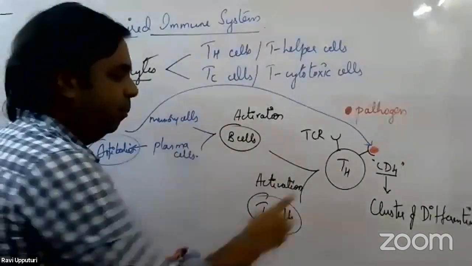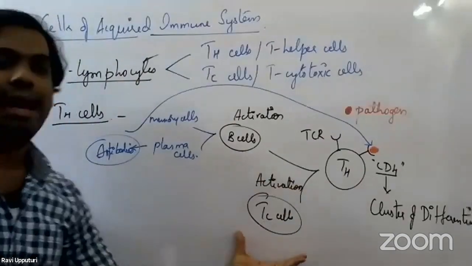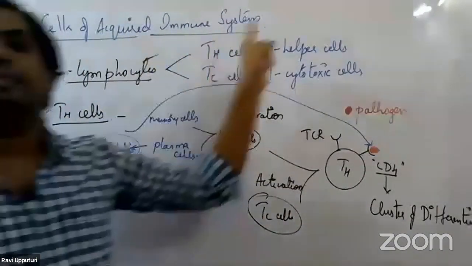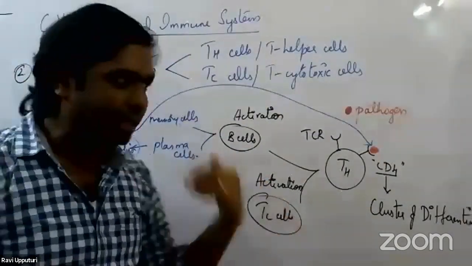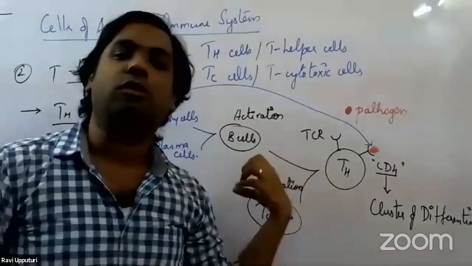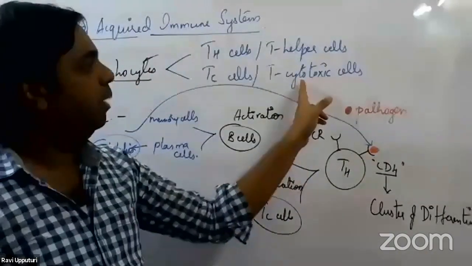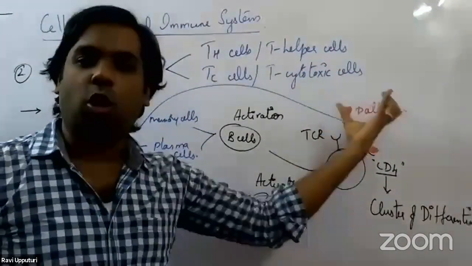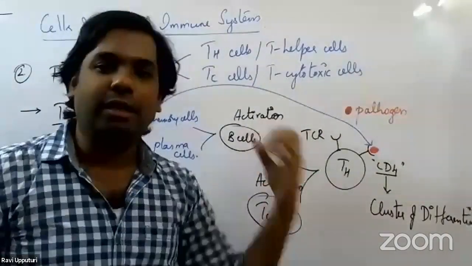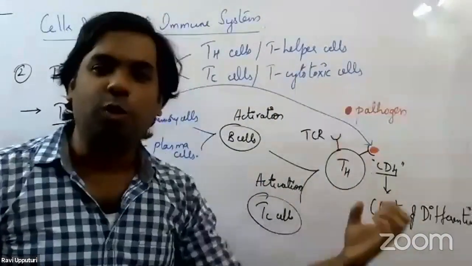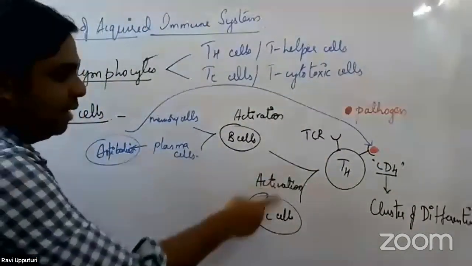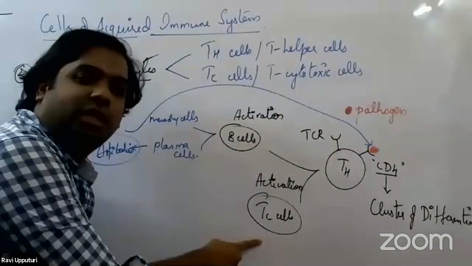The second way the T helper cells work is that they bring about the activation of the TC cells, the second type of cell, that is the T cytotoxic cell. Now let's take up what the T cytotoxic cell does. From the name itself we can make out: cyto means cell, toxic is toxic. So it is said to be toxic to the foreign cell that has entered the body. Therefore, we call it T cytotoxic cells.